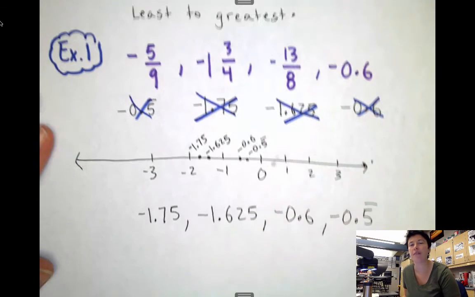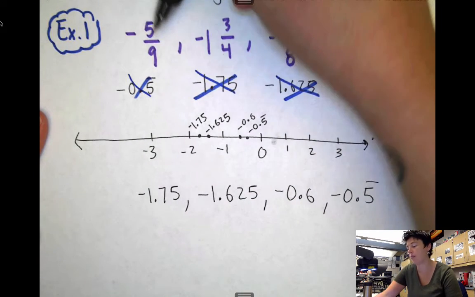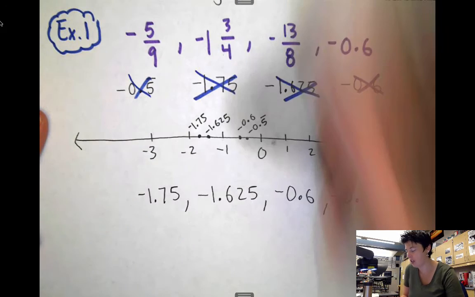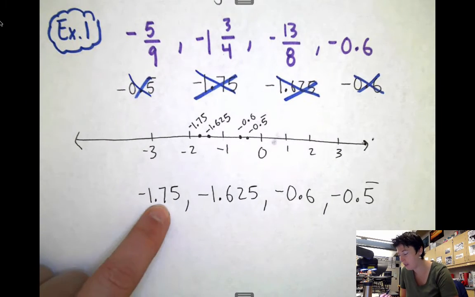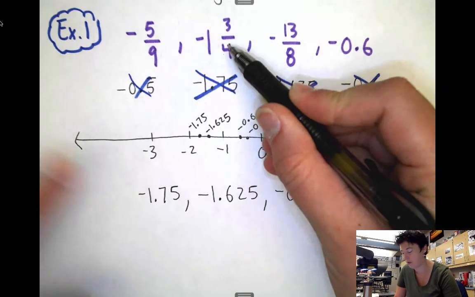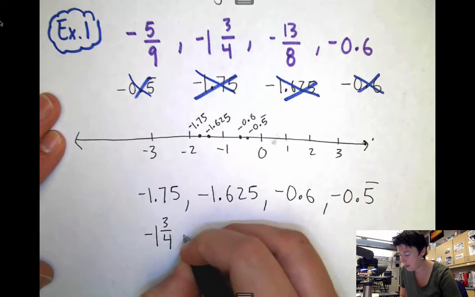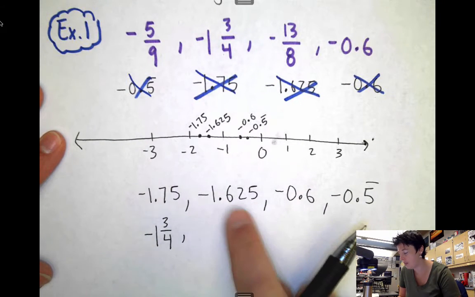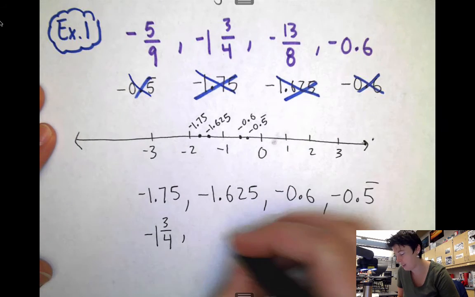The only thing I have left to do is, because the question started with fractions, I'm going to change these decimals back into those original fractions. So negative 1.75 was here. It was really negative 1 3/4. So this is negative 1 3/4. The negative 1.625, that's this one. That was negative 13/8 in this problem.